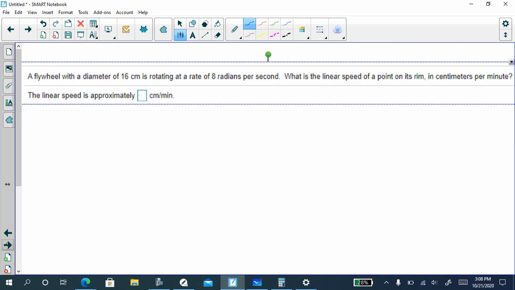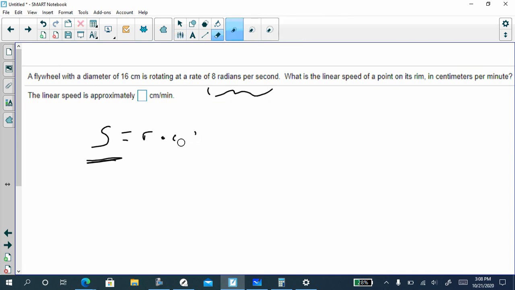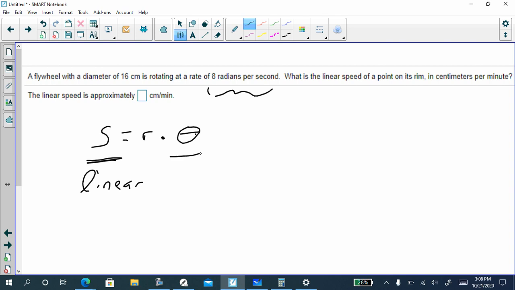All right, so here, this problem talks about the speed of rotation. The other problem we did related arc length, which is a linear distance, to theta. Theta is an angular distance. So arc length is a linear distance. Theta is an angular distance.